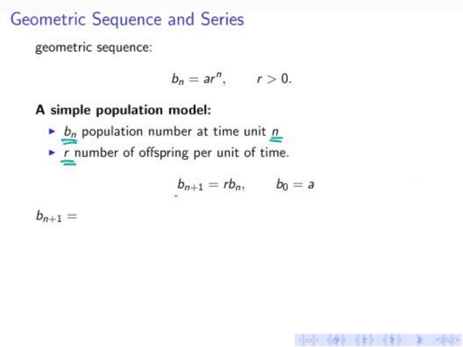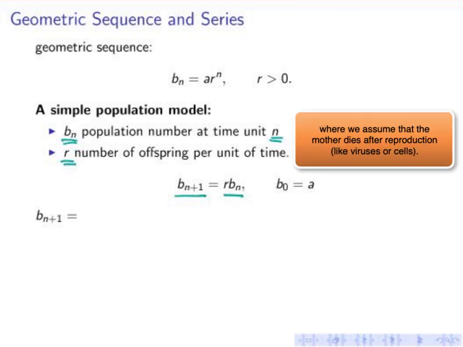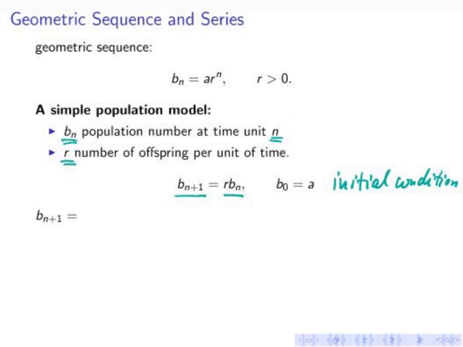Then the population size on the next day, say, is r times the population size on the previous day. And then we give an initial condition which says how many animals we had at the beginning of the experiment or beginning of the observation. Now we can find a closed formula for this recursion, right?